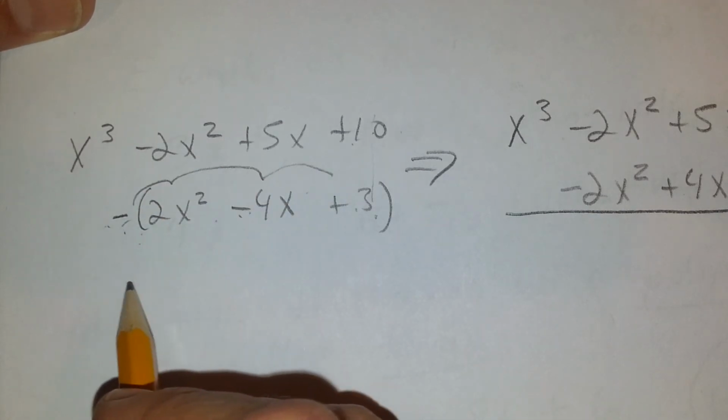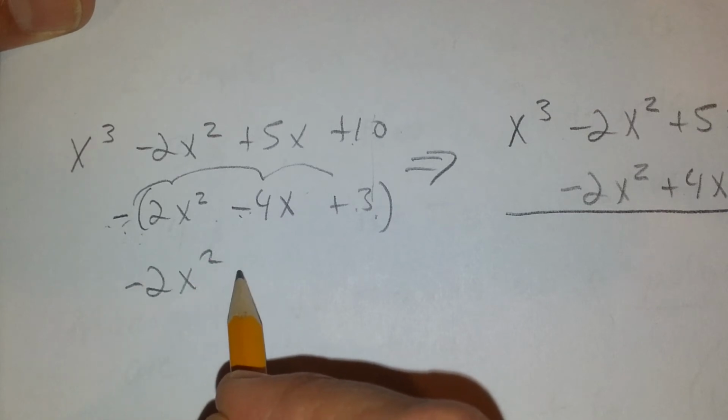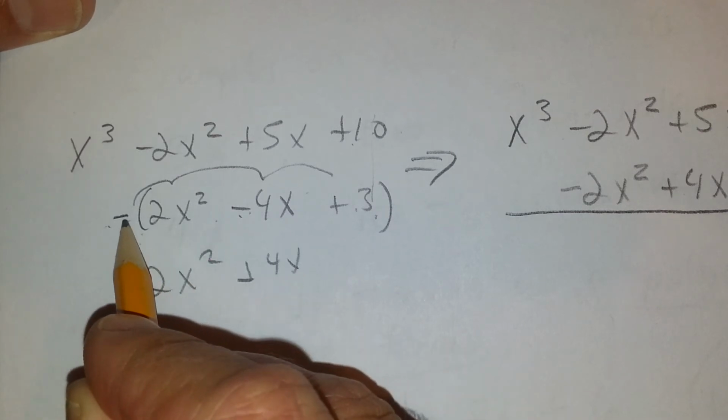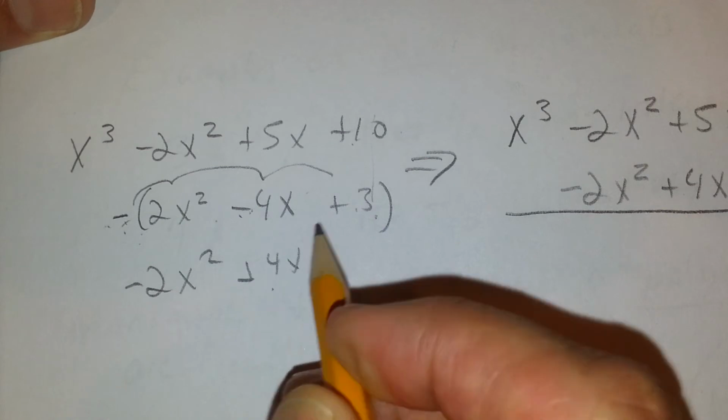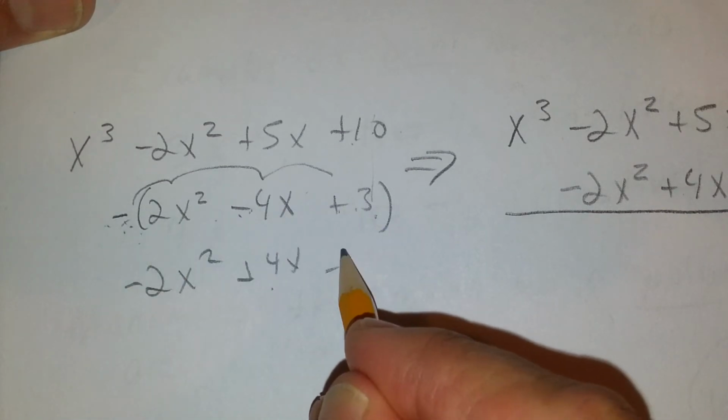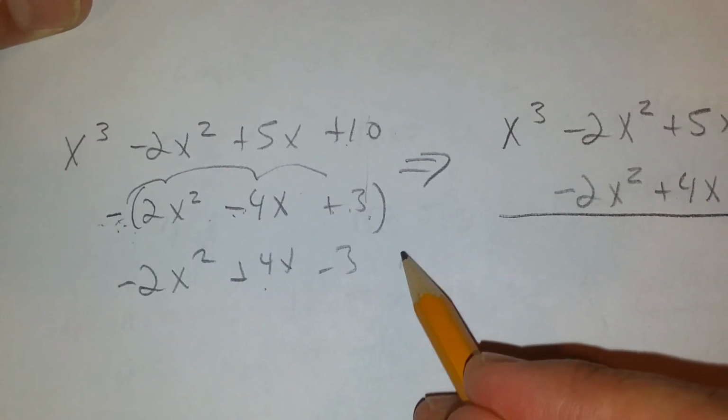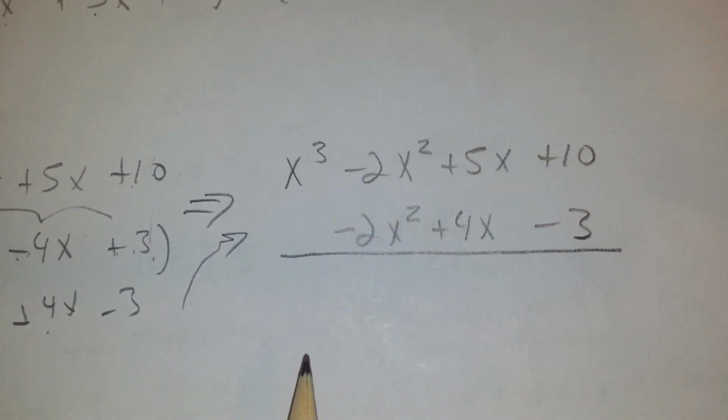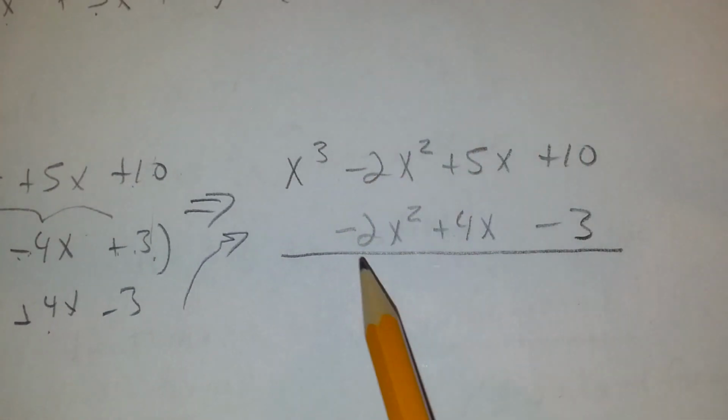A negative is a sign changer. This would be negative 2x squared plus 4x. A negative and a negative is the positive. And then this negative changes this sign to a negative 3. I'll put this right here. And notice now I just have to add. I'm just going to combine everything.